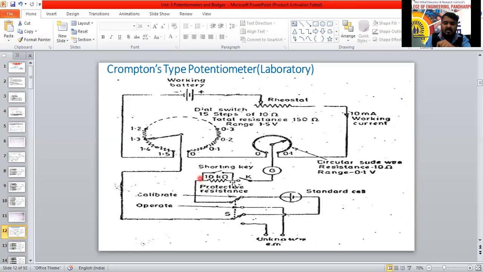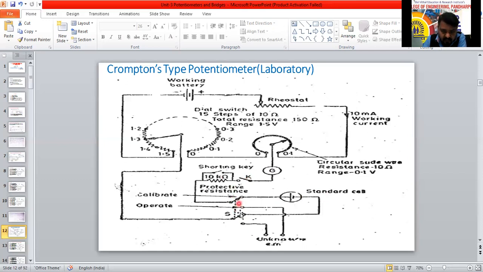So we can make a direct connection. By closing this switch, the current flowing through this 10 kilo ohm is 0. Direct current will flow through the galvanometer. And here the standard cell supply we have used. The double way switch, double pole double throw, DPDT, we are going to call it here.